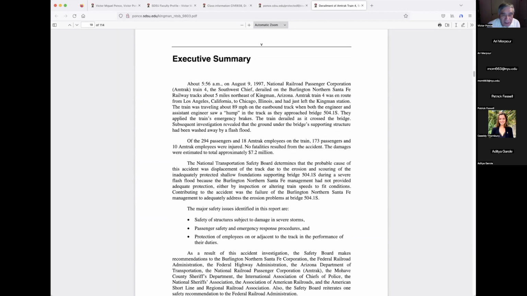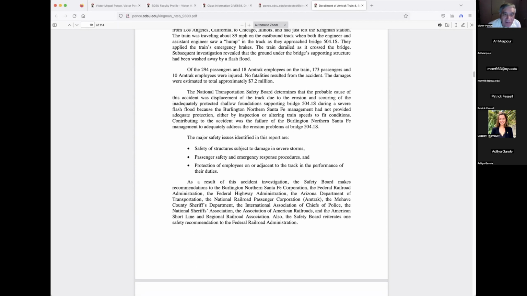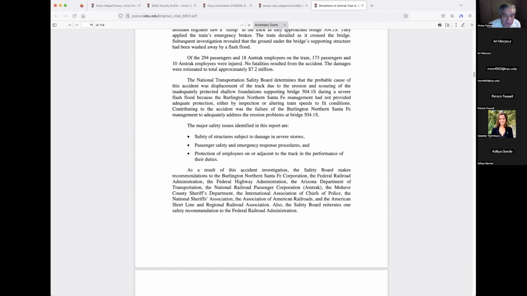5:56 a.m., 1997, derailed. So I was wrong. I said at night. It was in the morning. Derailed in the Burlington Northern. The train was traveling about 89 miles per hour when both the engineer and the assistant engineer saw a hump in the track. They applied the emergency brakes. The train derailed as it crossed the bridge. Subsequent investigation revealed that the ground under the bridge had been washed away by a flash flood. Exactly, that's the way it happened. Not uncommon when you have a flood and you have all these situations put together.